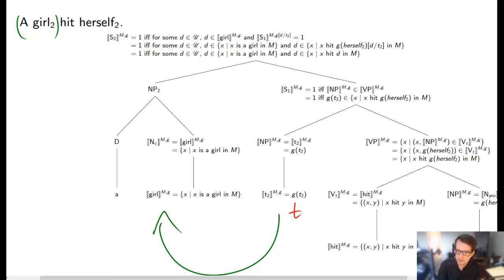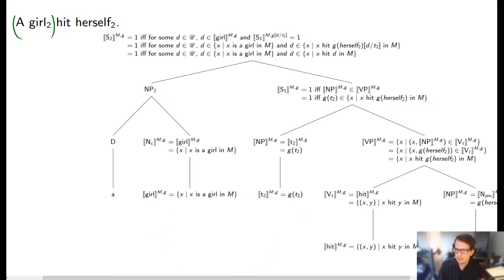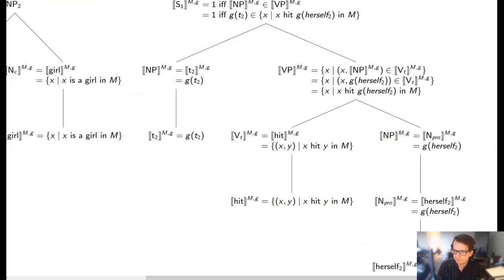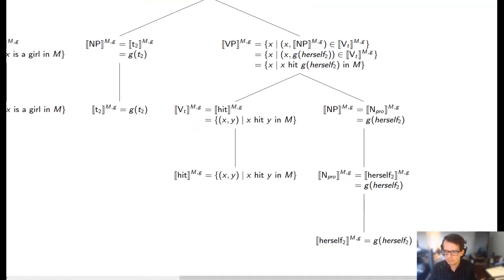Okay, so this is a girl hit herself. We did some movement. Let's take a look at the tree. Okay, so herself. This is just a pronoun. And like I said in the last one, when we're looking from the tree's perspective at the beginning, we don't know whether the pronoun is going to be free or bound. So we don't evaluate it until the very end. So we have herself 2. We're going to leave it in the function form, g of herself 2. So this is going to go up the tree, g of herself 2.